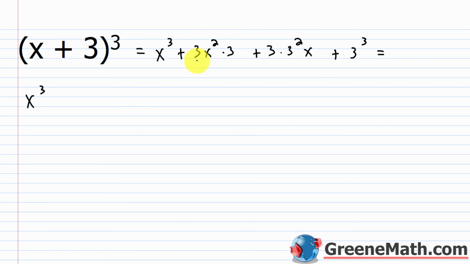Then we have 3x squared times 3. 3 times 3 is 9, so plus 9x squared. Then we'd have plus, you have 3 times 3 squared times x. So 3 squared is 9, 9 times 3 is 27, 27 times x is just 27x. And then lastly, plus 3 cubed, which is 27. So we get x cubed plus 9x squared plus 27x plus 27.